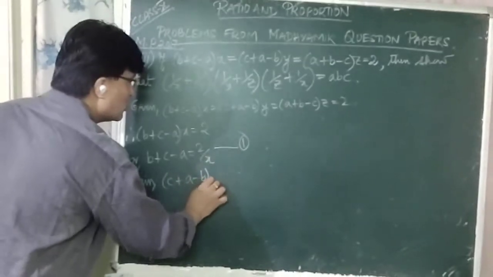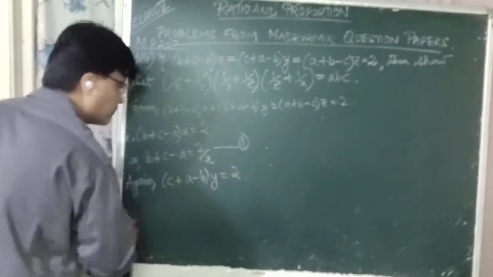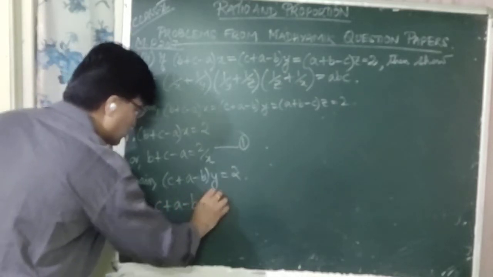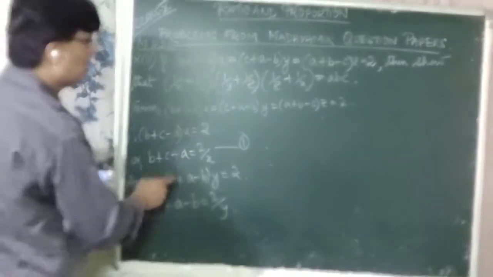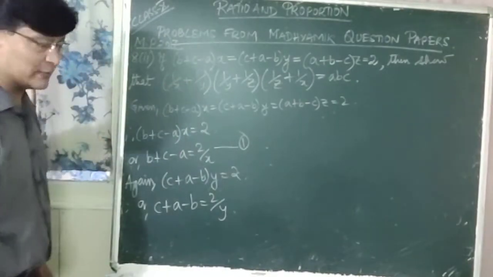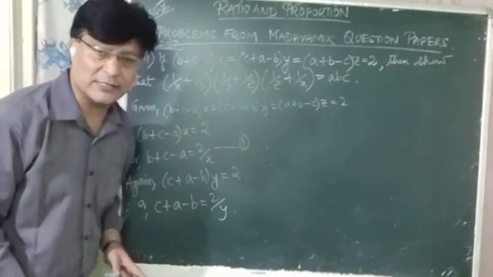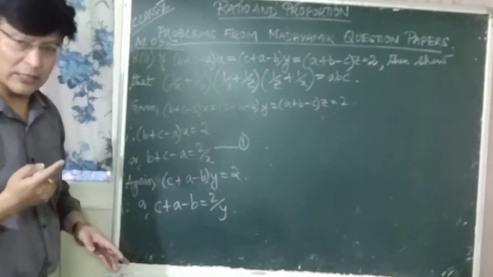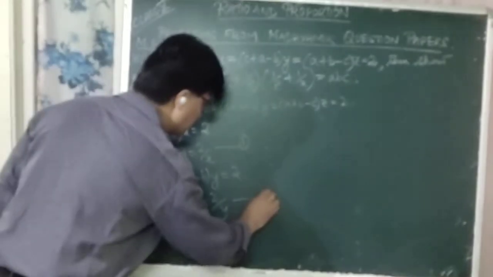Similarly you can equate second with last. Again, (c plus a minus b) into y is equal to 2. You can get the value here also: c plus a minus b is equal to 2 upon y. Since you have to get the value for 1 by y, that's why this y is taken to the right hand side. So on the right hand side, it goes to the denominator. Okay, let us mark it as number 2.